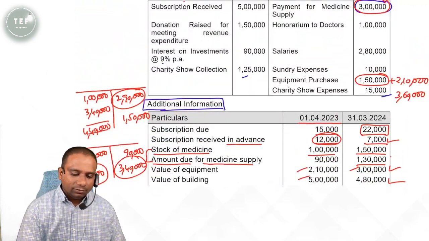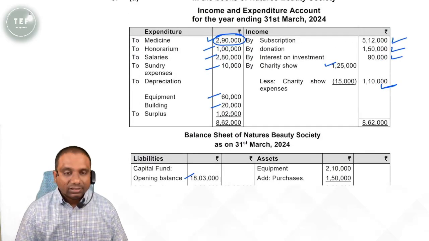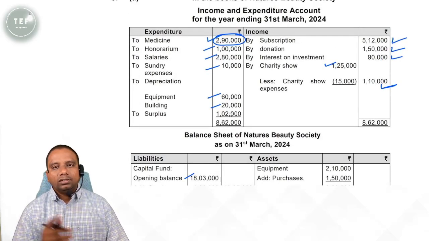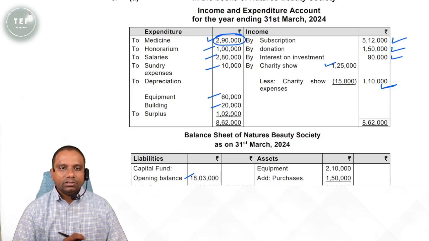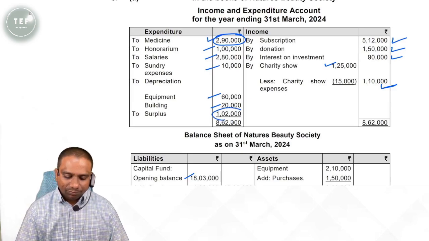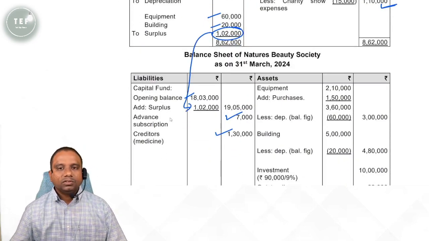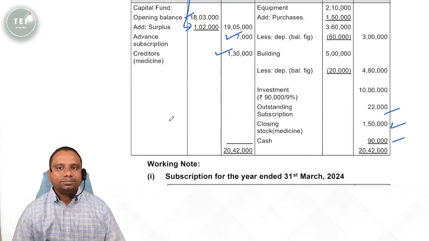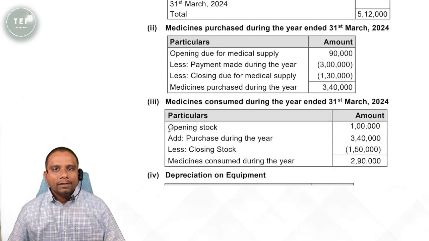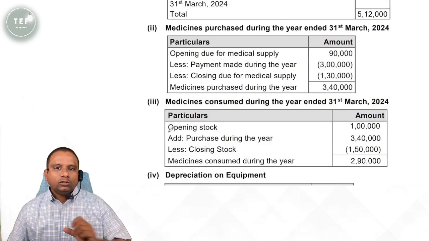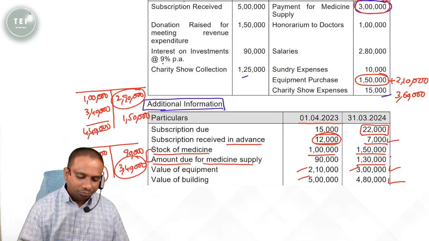Now simply balance the income and expenditure account. The excess of expenditure over income is deficit. Excess of income over expenditure is surplus. Here we have surplus now. Take this surplus to the capital fund. Now balance the total. Simple, students. See the observations. In this problem, subscription and these two working notes are very important. Is it clear? Right.